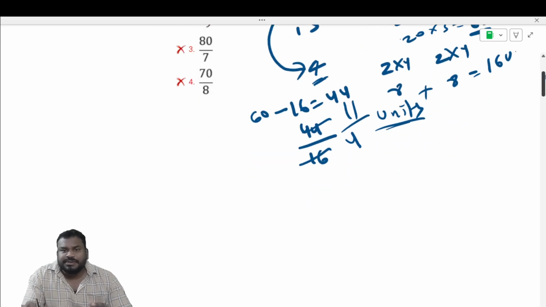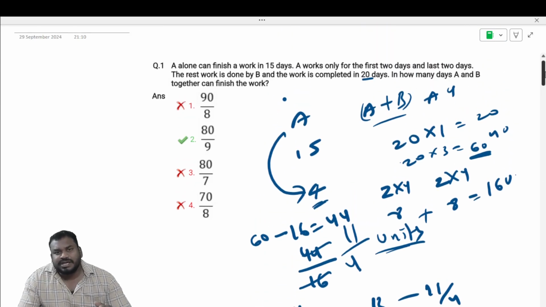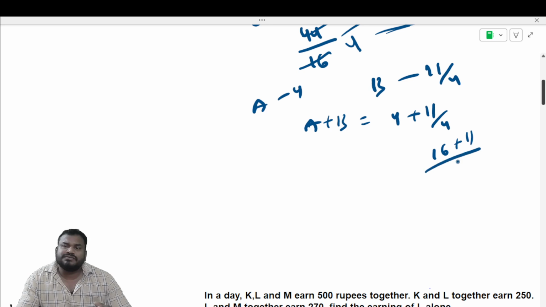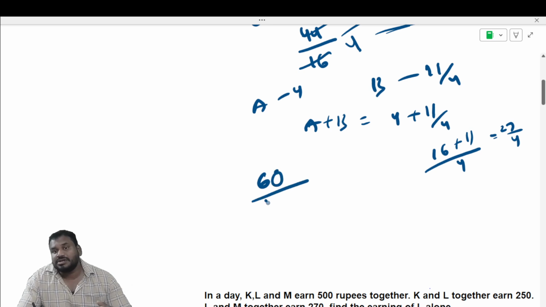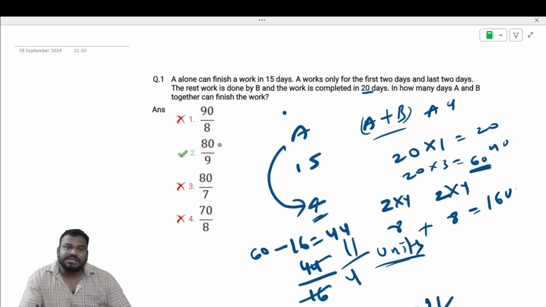So you got the capacity of A as 4 units and B as 11 by 4 units. In how many days can A and B together finish the work? A plus B is 4 plus 11 by 4, so 16 plus 11 by 4, which is 27 by 4. That is the capacity of A and B together. They have to complete 60 units of work with 27 by 4 capacity. So 60 into 4 divided by 27: 3 9s are 27, 3 20s are 60, giving 80 by 9 days. In 80 by 9 days the work will be completed. So this is the answer.